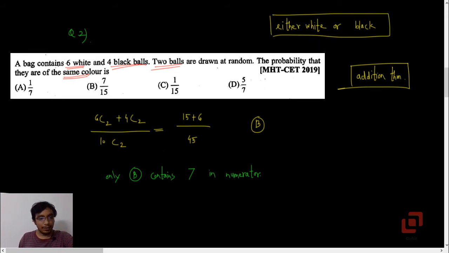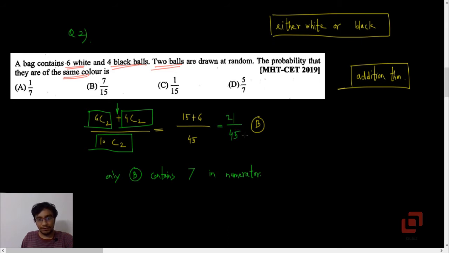First we'll find out the total number of ways to pick the balls: 10C2. Now in how many ways can you pick 2 white balls out of 6? 6C2. And from 4 black balls, in how many ways can you pick 2 black? 4C2. So add the numerators, 6C2 and 4C2: 15 plus 6, which is 21.